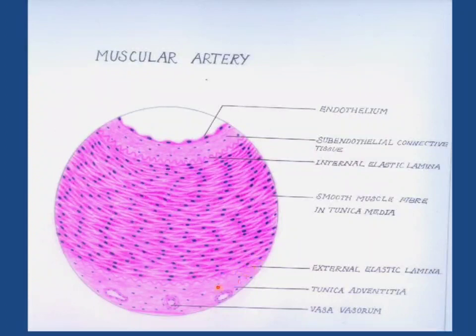The tunica adventitia will be containing the collagen fibers, in which there will be small blood vessels supplying the wall of the artery called vasa vasorum. So in muscular artery, there are important points you should know: the internal elastic lamina is very prominent, as the number of smooth muscle fibers in the tunica media is more, so it is prominently seen.